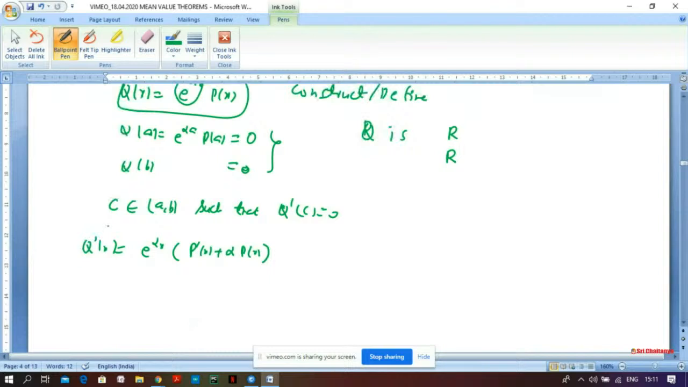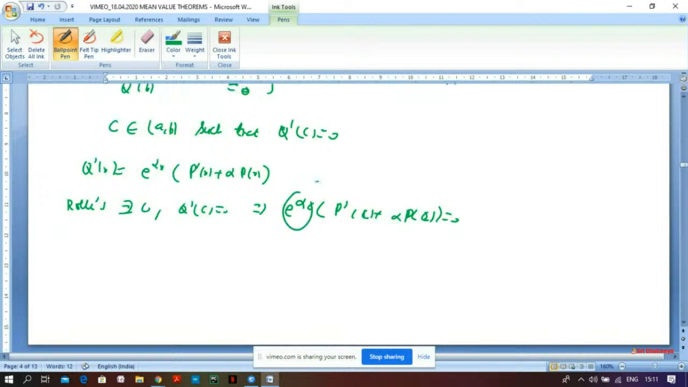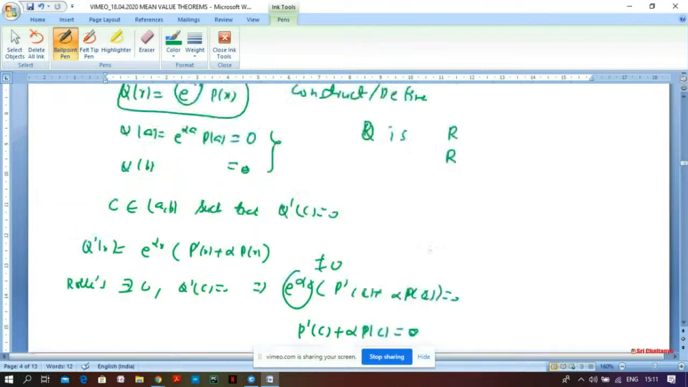Now we know that by Rolle's theorem, there is some c such that q prime c is 0, which implies e to the power alpha c into p prime c plus alpha p c equals 0. But this number e to the power alpha c is never 0, and so it must be the case that p prime c plus alpha p c is 0. It means there is some c such that the derivative of p at c plus alpha times the value of p at c, if you sum them up, becomes 0. That's what was to be proved.